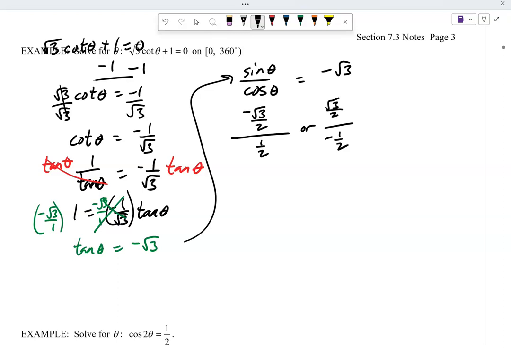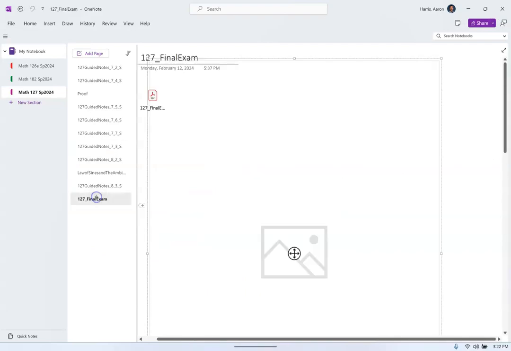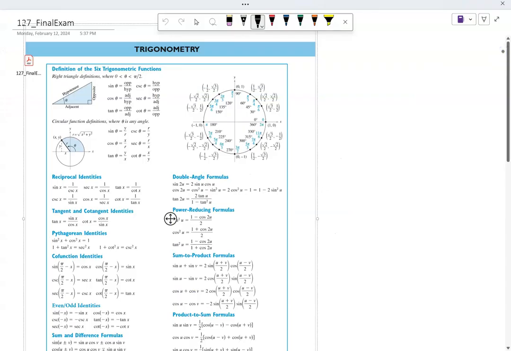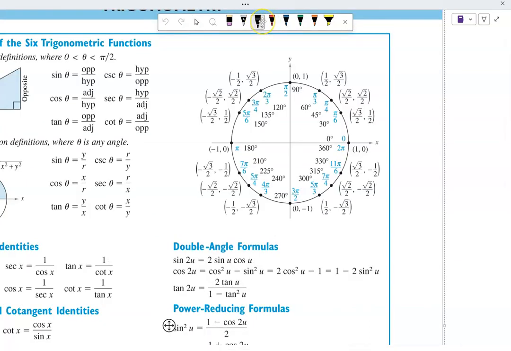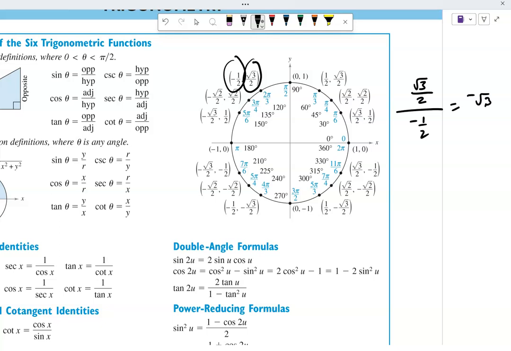And so let's go ahead and look at our trig unit circle here. And you notice we have at 2 pi thirds, see how you have a sine over a cosine. So root 3 over 2 over negative a half would reduce to negative root 3, right? So it happens at 2 pi thirds.